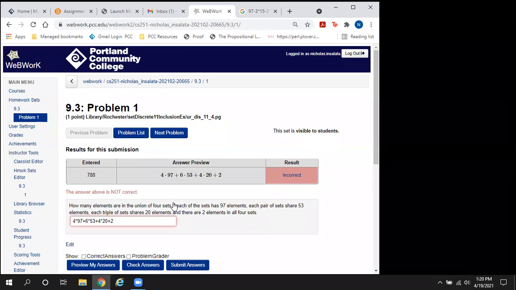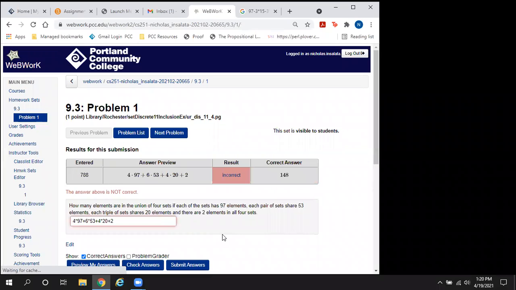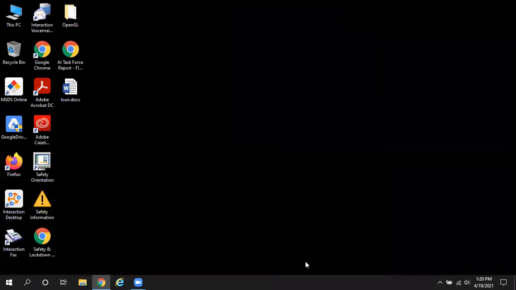Nope. So that's not the way to do it. Let's see what the answer is supposed to be here. 148. Okay. Well, how are we doing here, right? So with our picture, let's see where we're at.